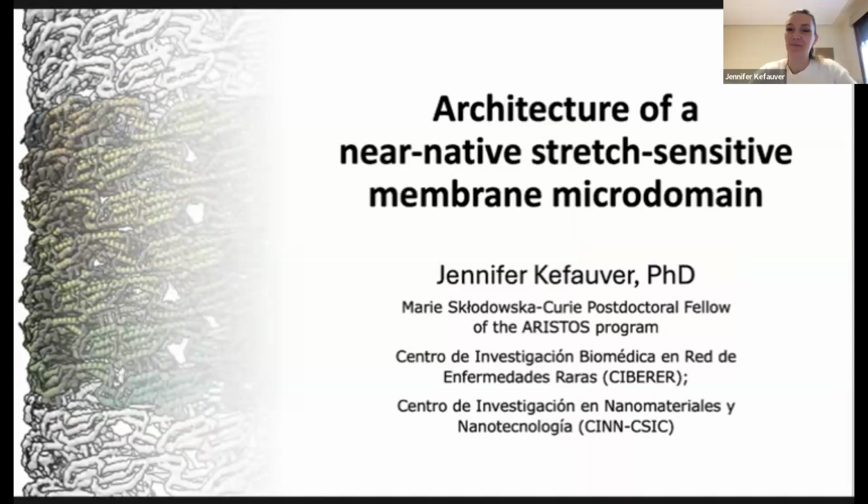So hello, I'm Jennifer, and I'm going to share today a project that I was working on in the lab of Robbie Loewith at the University of Geneva. And that is this architecture of a near-native stretch-sensitive membrane microdomain.